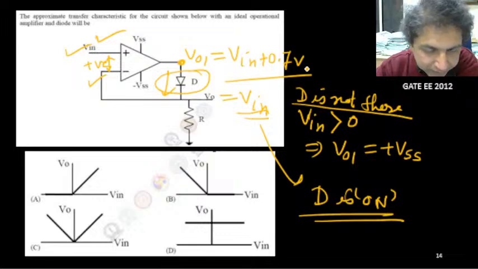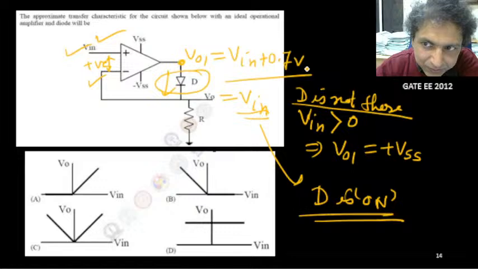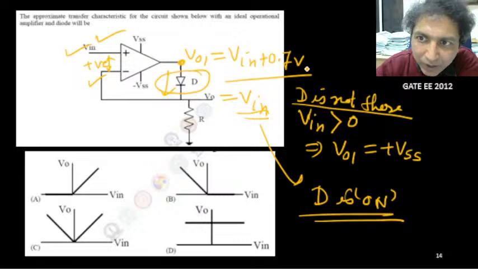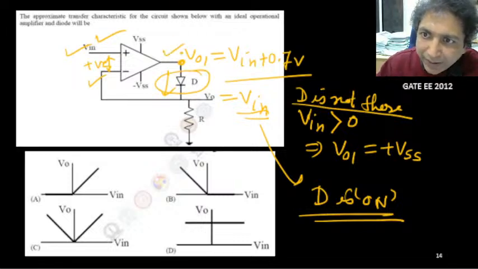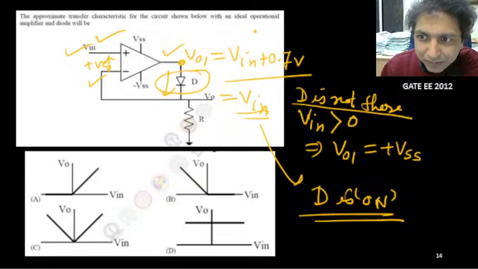So you can see that even if we use a practical diode, the output voltage is exactly the same as V in for the positive half. But for the negative half we can expect that this potential will be minus VSS and the diode will be off, and diode off means disconnected, there is no more connection at all. So on the output side you won't get any current, so the output will be 0.